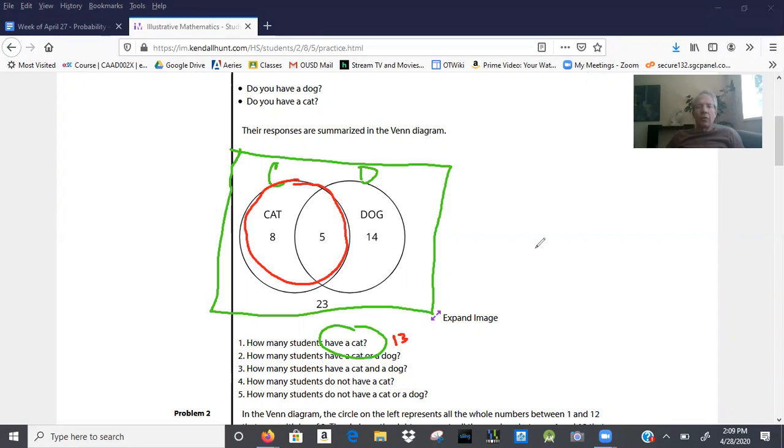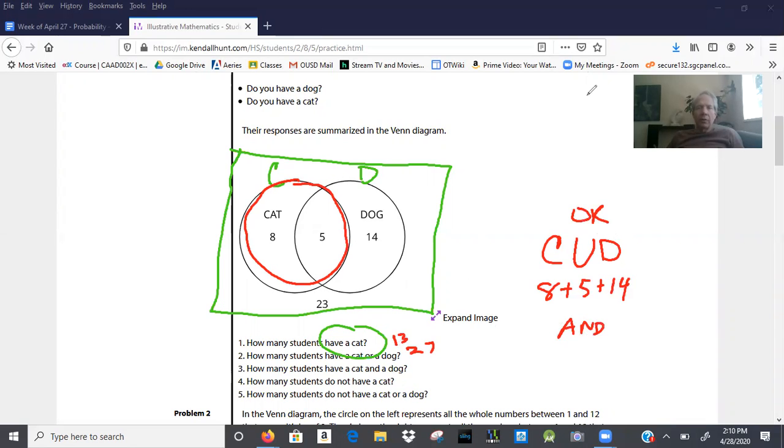Cat or a dog, once again, one way we can write that is cat or a dog, the union. Well, that's the 8 plus the 5 plus the 14, which I think adds up to 27. That's my or.